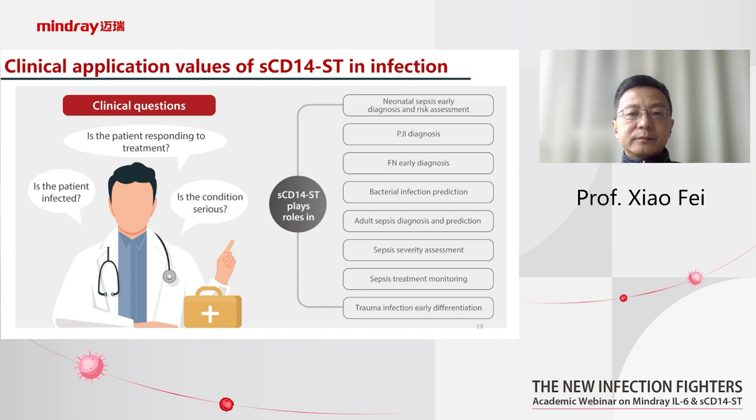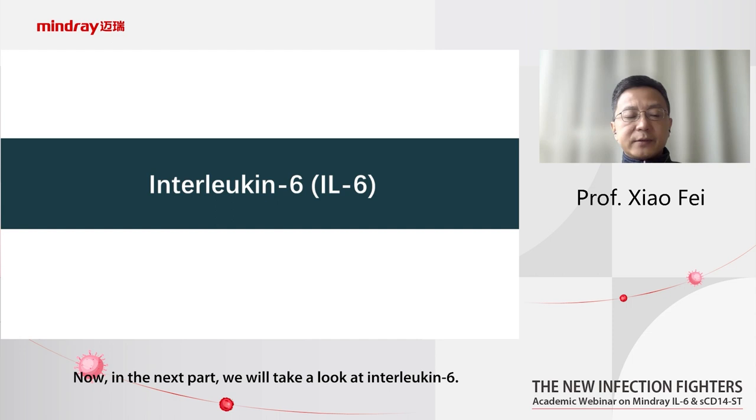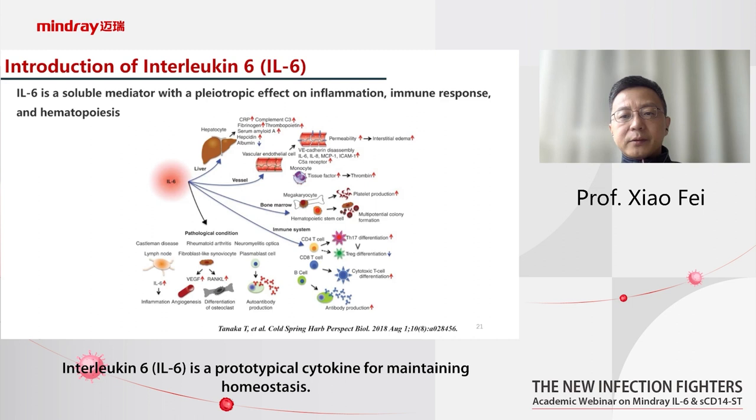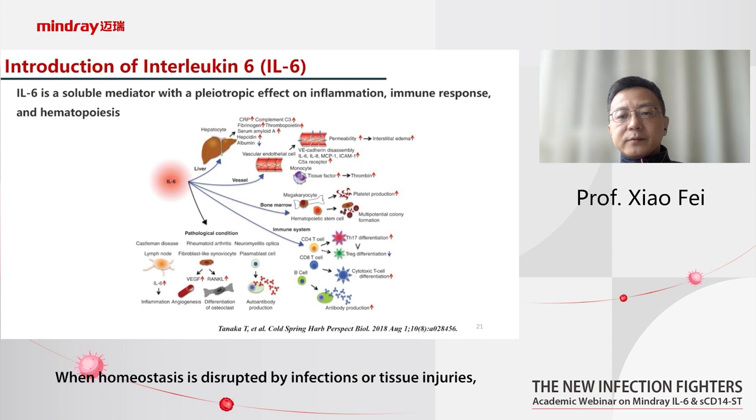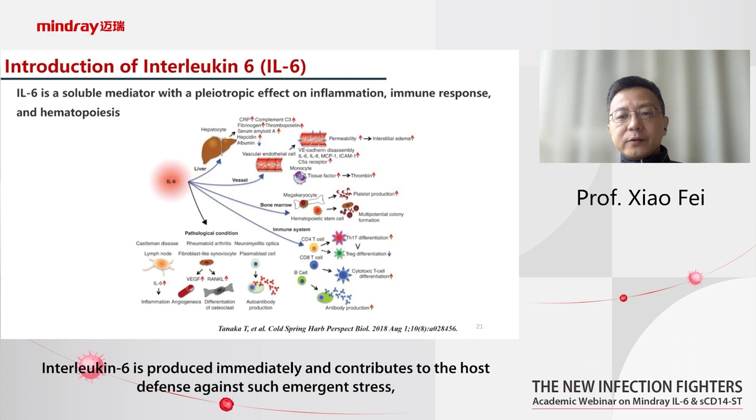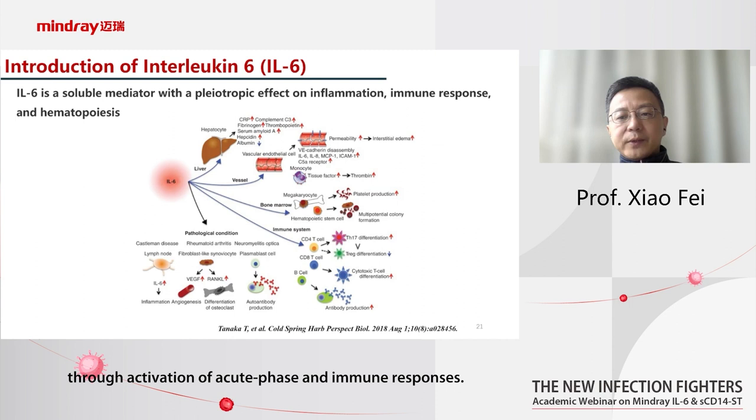Now, in the next part, we will take a look at interleukin-6. Interleukin-6 is a prototypical cytokine for maintaining homeostasis. When homeostasis is disrupted by infectious or tissue injuries, interleukin-6 is produced immediately and contributes to the host defense against such emergent stress through activation of acute phase and immune responses.